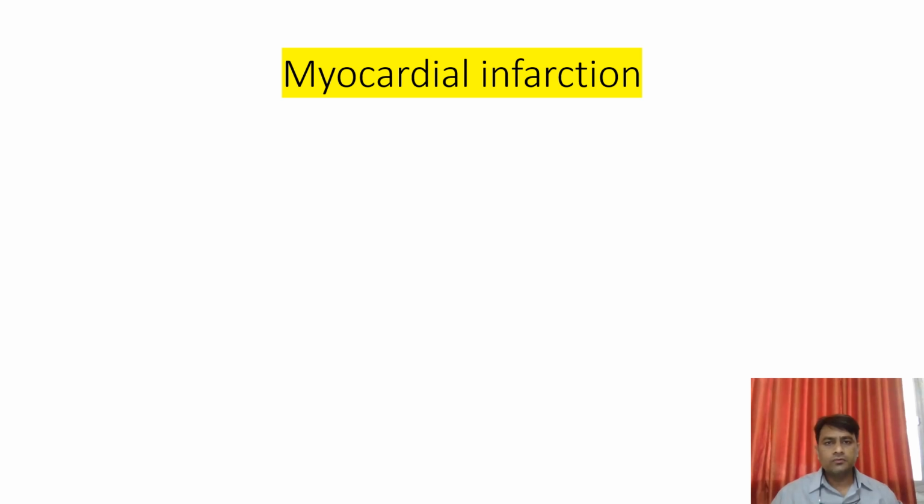So now we're talking about the myocardial infarction. Initially there is ischemia, injury, and then infarction. The sequence of the changes is like this: there is ischemia to the myocardial tissue, then there is injury, and then there is infarction.